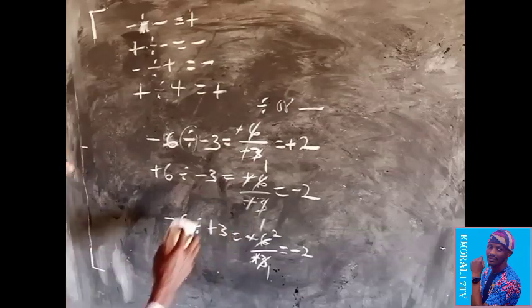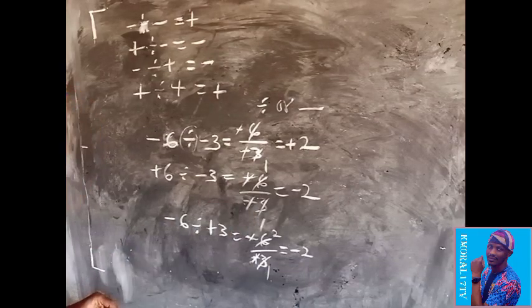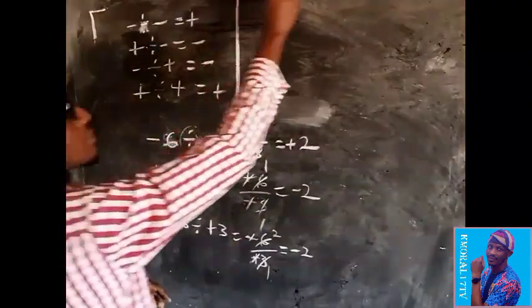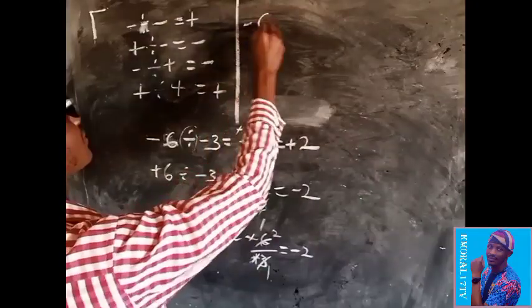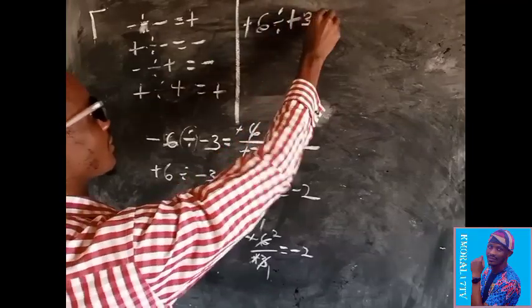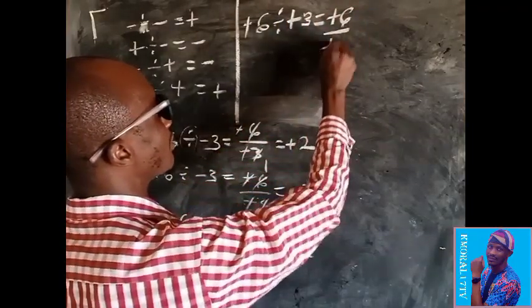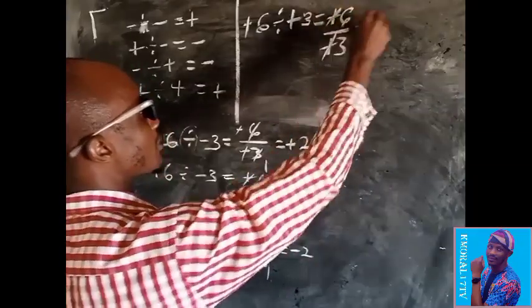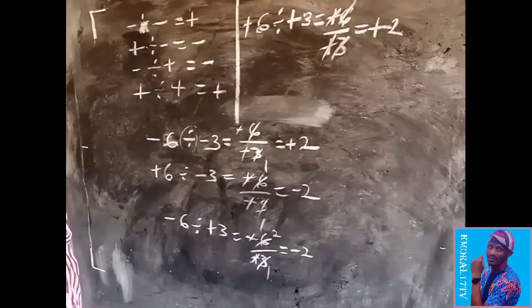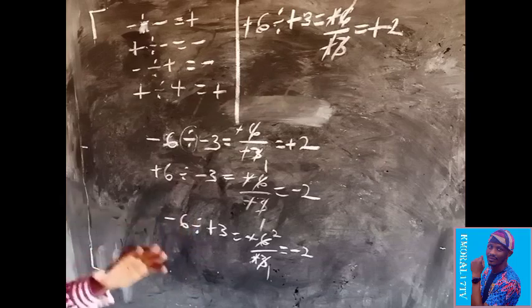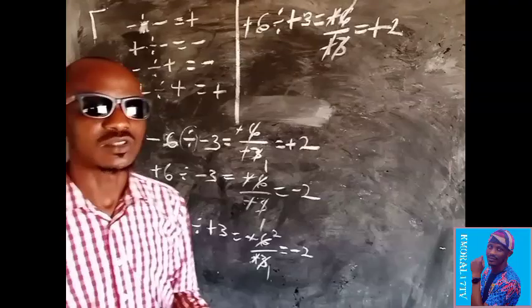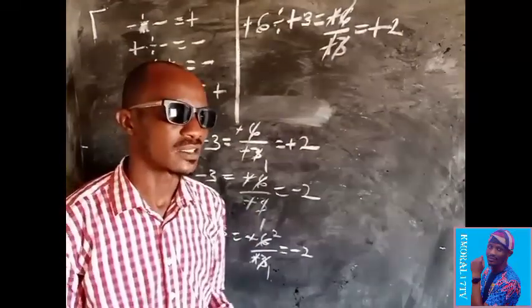The same way, we have plus 6 divided by plus 3, which will give you plus divided by plus is plus, 6 divided by 3 is 2. That is plus 2. This is what is expedient for you to know as a mathematician. It is so compulsory for you to know it as a mathematician.